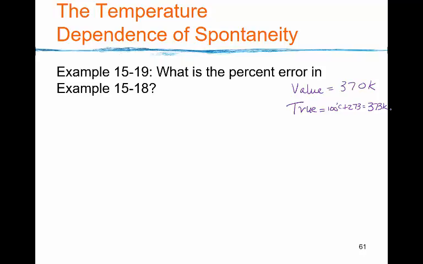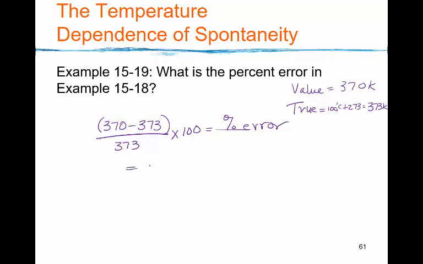We can set that up by saying: the value we found, which was 370, minus the true value, which was 373, divided by what the true value should have been, times 100. And that's going to give us percent error. When we do that, we get 0.80%. That is a percent error of less than 1%, and that's really good, in case you're wondering.